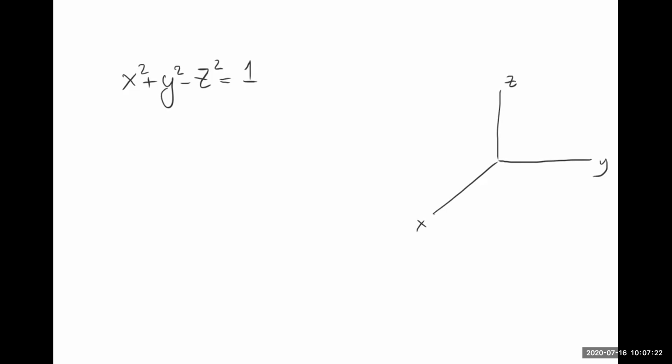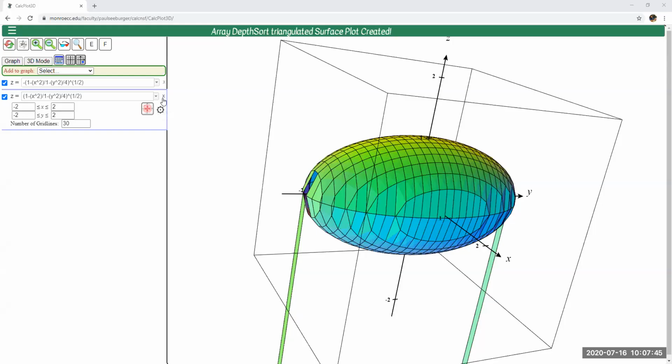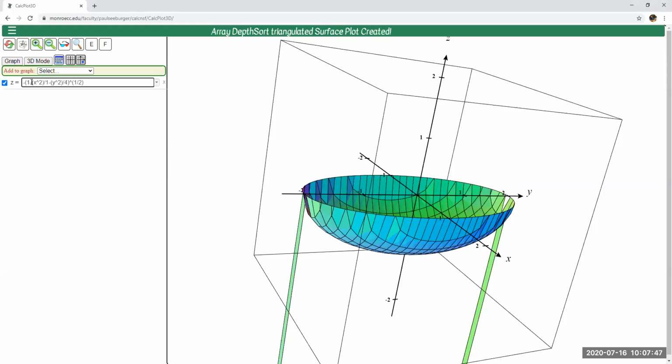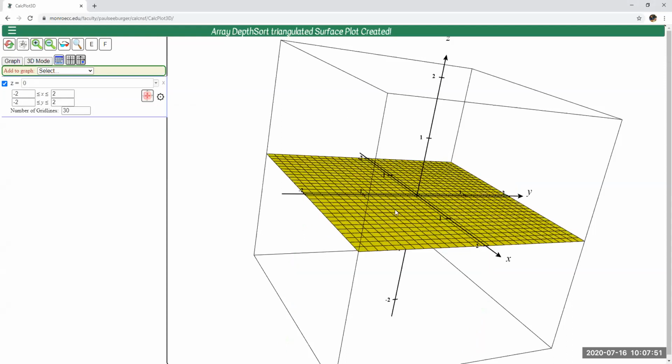So for example, y equals 0 is a plane. I told you y equals 0 is the xz plane. Maybe it's good if I show it one more time to make sure we understand this. So let's look at z, for example. z equals 0 is this plane, right?